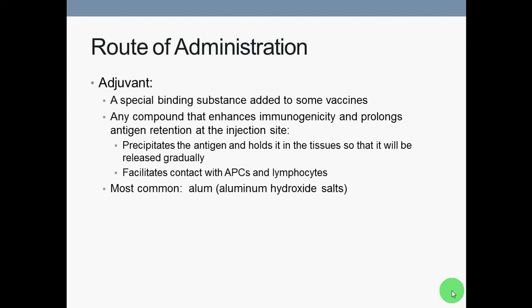Another thing that adjuvants can do is help to facilitate contact with the antigen presenting cells and lymphocytes. So that means it can help facilitate the bringing together of antigen presenting cells and lymphocytes. One of the most common adjuvants you're going to find in a vaccine is alum, which is just aluminum hydroxide salts. Relatively harmless.